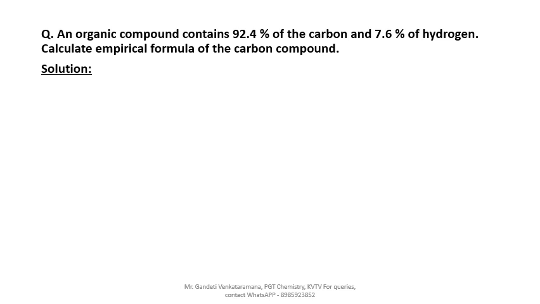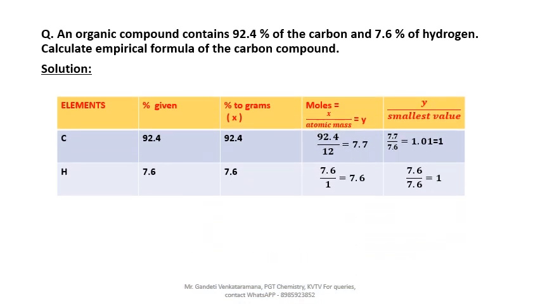Now we are going to calculate the empirical formula of the compound. That means what is the formula of the compound? Now check the solution. Now I will show you. Very simple, very easy to understand. First, elements. What are the elements present? Carbon and hydrogen are present.